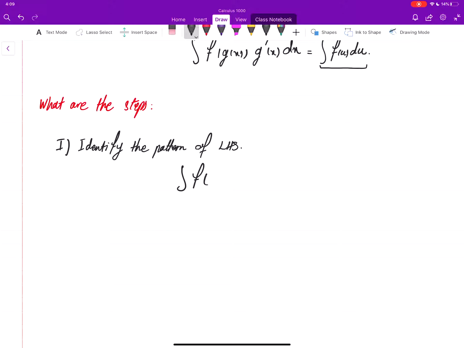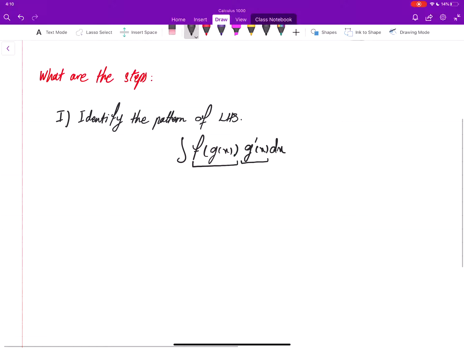The integrand is a function composed with another function g, and the derivative of g is multiplied to that whole function. So there are two functions, f and g. f is evaluated at g, or composed with g, and the integrand is not just f of g, but also the derivative of the inner one is there. That's the first thing. So you identify the pattern here and find what f and g are.